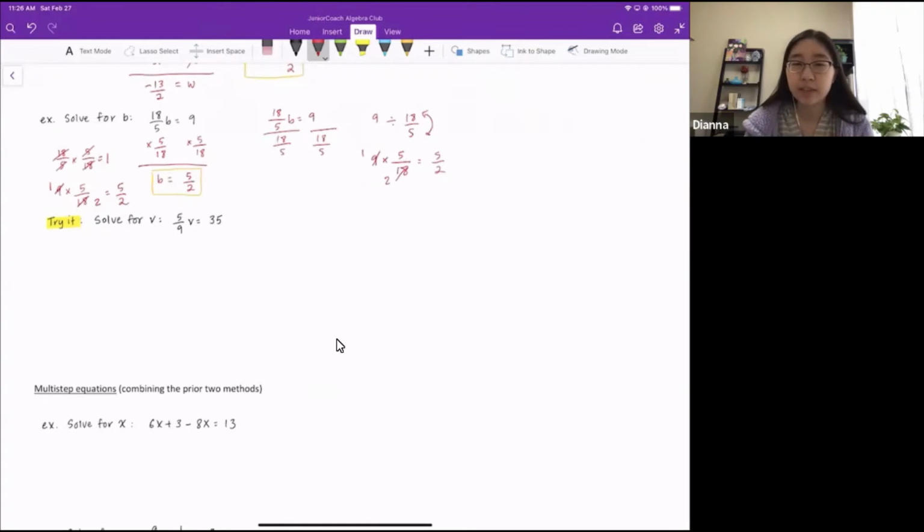Okay, and while we're waiting on people to answer, I will start trying to guide you on how to do the problem. Let me move this. The polls window is kind of annoying because I have to move it as I'm doing things. Okay, so how do we approach this? It's pretty much the same as the last problem, right? 5/9 V equals 35. It's pretty similar to the last one where we had the fraction attached to the variable.